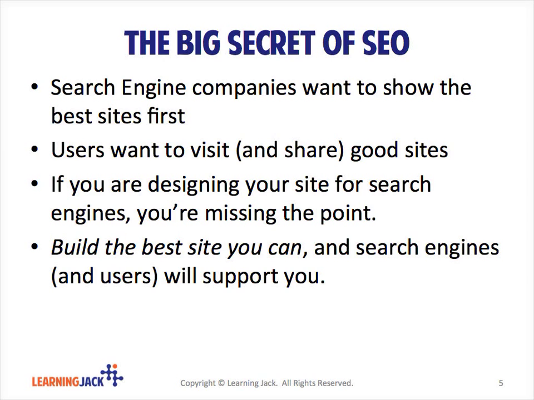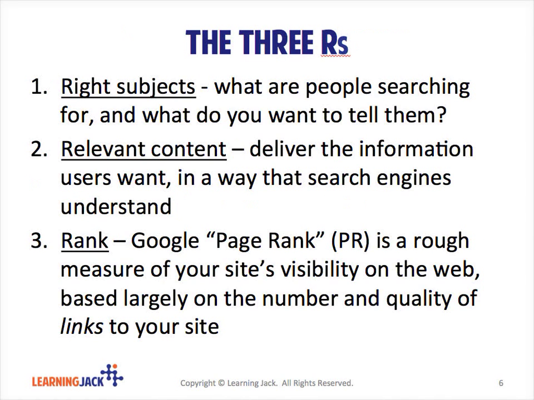The last thing I'm going to talk about in this section is the 3 R's. When you are designing a website, you have to think about the search engine traffic that you want to get. You need to choose the right subjects. You need to know what people are searching for and what you want to tell them on your website. And once you've chosen the right subjects, you need to have relevant content, content that speaks to those subjects. Deliver the information that the users want in a way that search engines can understand. And you want to have a high rank.